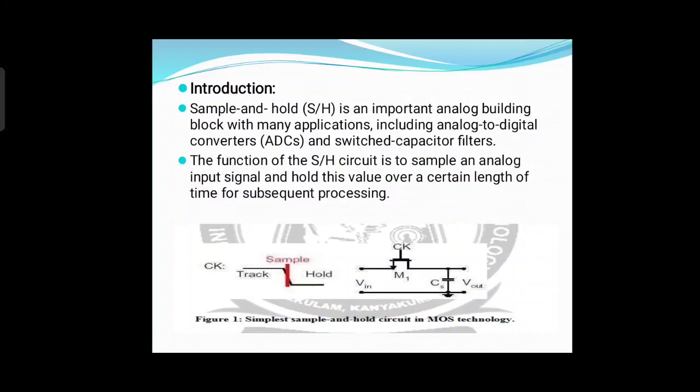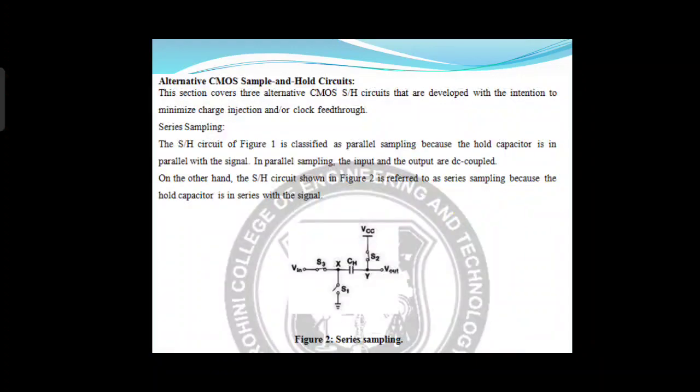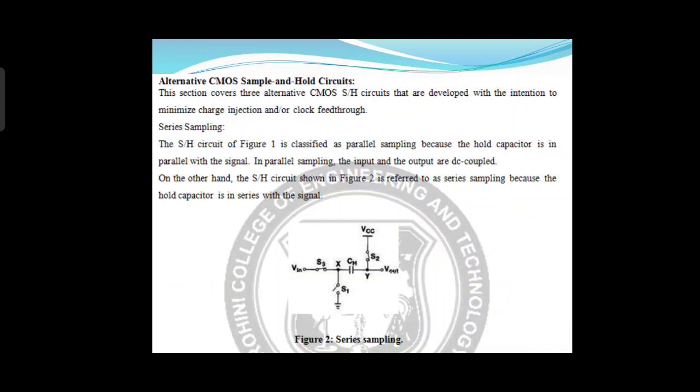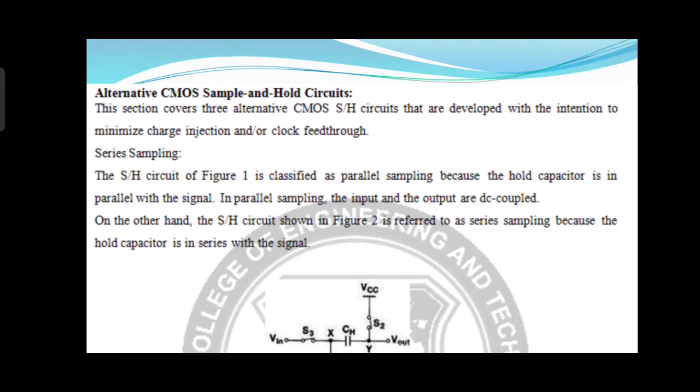The alternative CMOS sample and hold circuits. This section covers three alternative CMOS circuits that are developed with the intention of minimizing charge injection or clock feedthrough. Series sampling S/H is often contrasted with parallel sampling, because the hold capacitor is in parallel with the signal. In parallel sampling, the input and the output are decoupled. On the other hand, the S/H is shown in the figure.